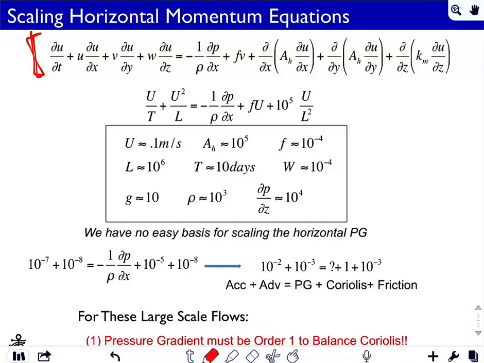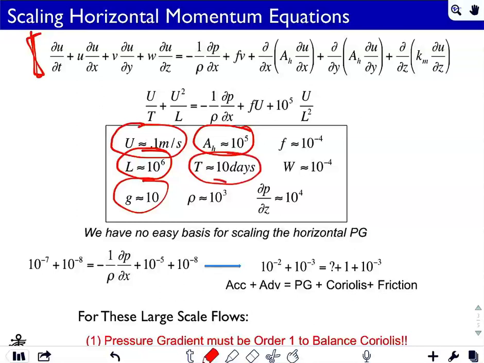Plugging in for our velocity scale, again 10 centimeters per second, 1,000 kilometers length scale, gravity is 10 meters per second squared. This assumption again for the horizontal eddy diffusivity at that basin scale, about 10 to the 5 meters squared per second. Time scale of a few weeks. Our density, we know density, around 1,000 kilograms per meter cubed.